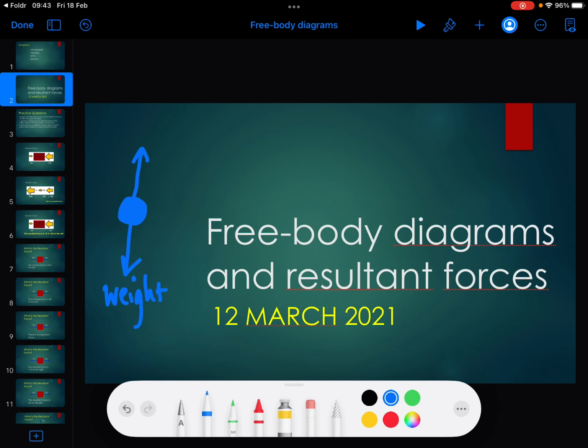So for a falling feather, we had an arrow downwards, which would be weight, and we had an arrow upwards. They're meant to be down and up, sorry. And that was air resistance or drag, and they were the two forces that were acting on our feather.